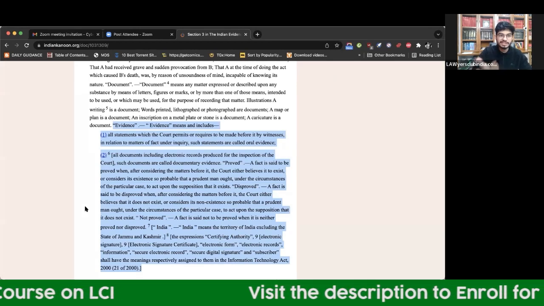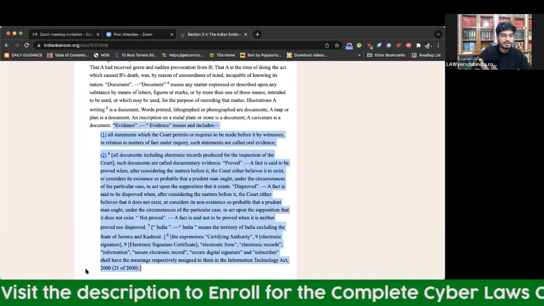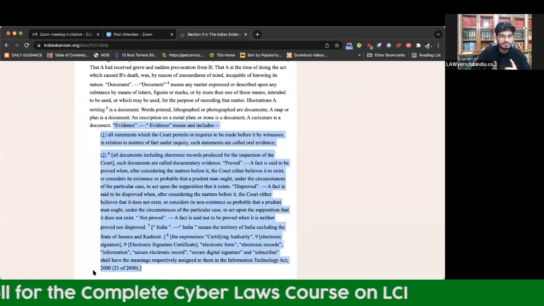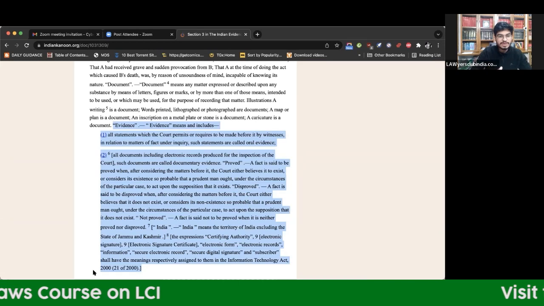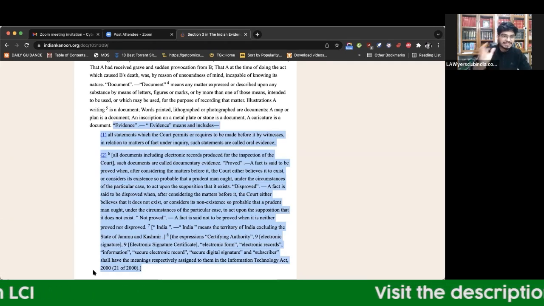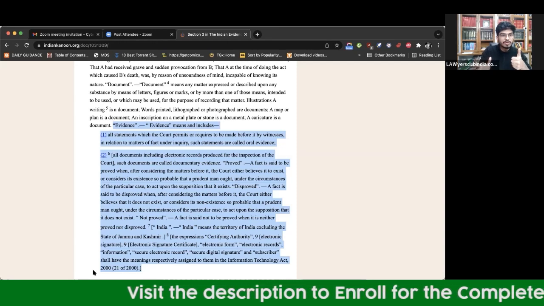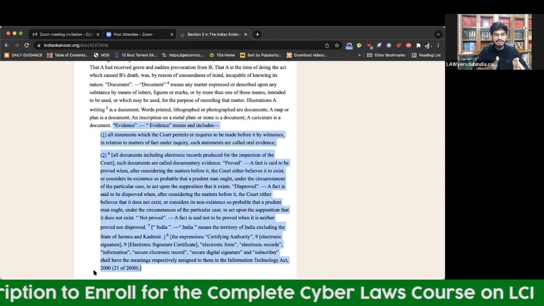It should not be hearsay. It should be something that can inspire confidence of the court. There should be nothing that leaves room for doubt. That is why when we go to section 59 and 60, they clearly tell us that first of all, oral evidence has to be direct. It should not be hearsay, but that is irrelevant here.